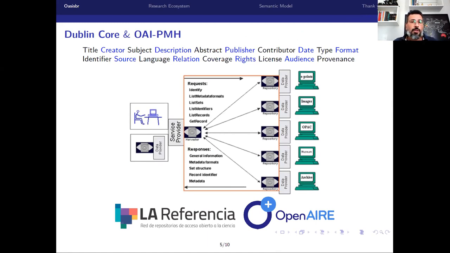metadata, but we also have some strategy to extend this restricted class of metadata description. We are using the La Referencia guidelines for description of the digital objects, but these guidelines are based on the OpenAIRE guidelines for publications, data repositories, and also for CRIS, systems of type CRIS.